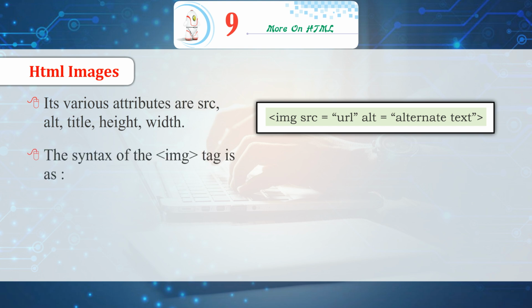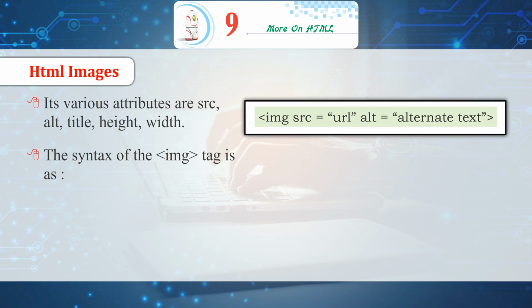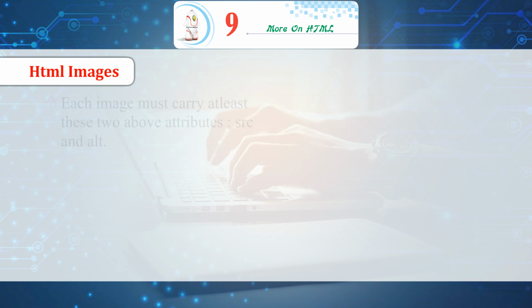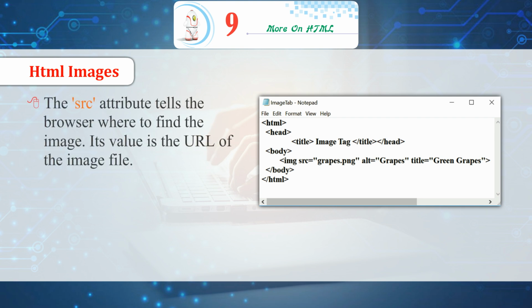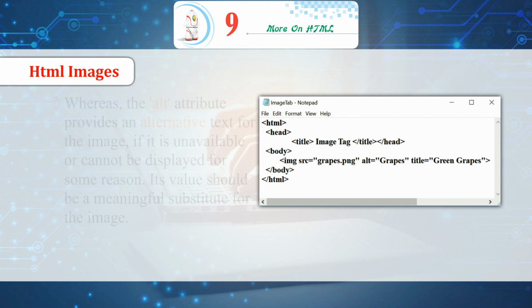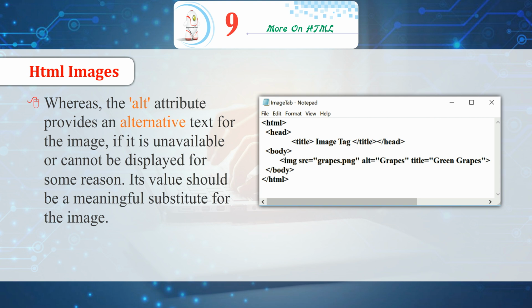The syntax of the IMG tag is: IMG space src equals URL in double quotes, alt equals alternate text in double quotes. Each image must carry at least these 2 attributes, src and alt. The src attribute tells the browser where to find the image. Its value is the URL of the image file. Whereas the alt attribute provides an alternative text for the image.